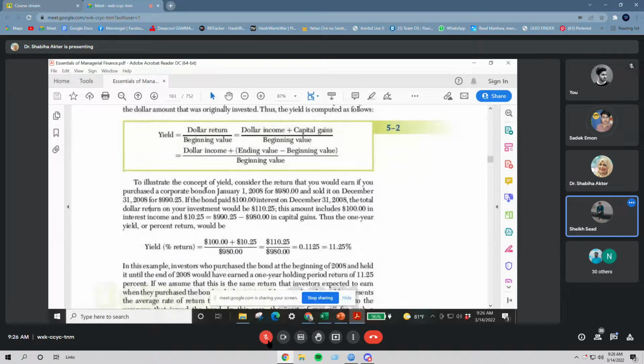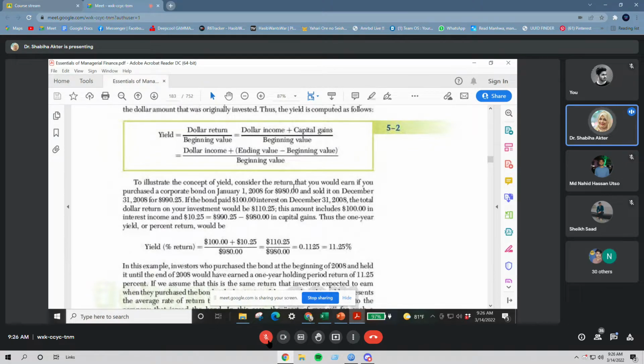Interest, ma'am. Interest. Yes, absolutely correct. Interest, right? So the return that you would earn if you purchase a corporate bond on January 1st, 2008 for 980. So what the question is saying, you purchase a corporate bond on 1st January 2008 for 980. Okay, this is your beginning price. You purchase with this amount and sold it on December 31st, 2008 for 990.25.